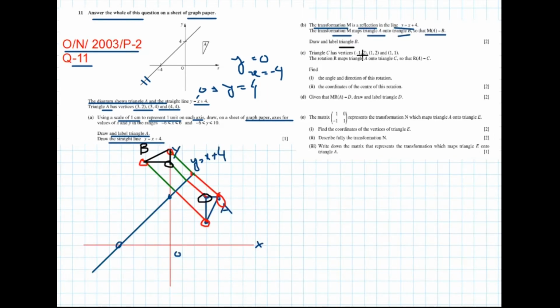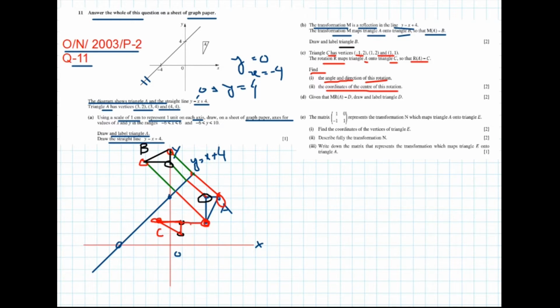In part C, plotting the vertices of triangle C: (minus 1, 2), (1, 2) and (1, 1) as shown. Joining the vertices, we get triangle C. The rotation R maps triangle A onto triangle C so that R(A) equals C. It means that we get triangle C after performing rotation on triangle A. In this, we have to find, number 1, the angle and direction of rotation, and number 2, the coordinates of the center of rotation.